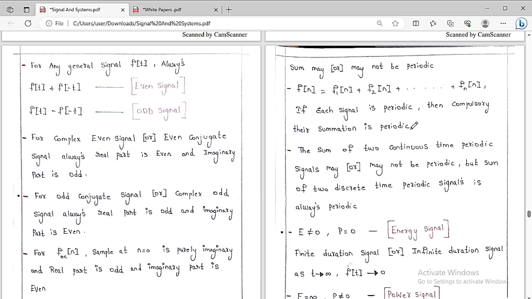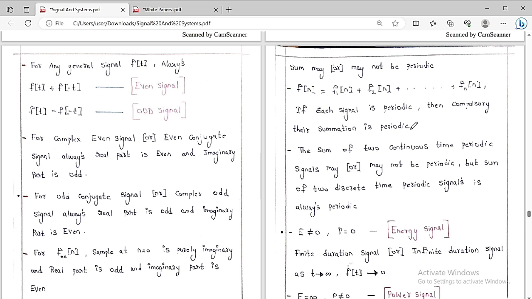So what I am trying to tell you is that in the time domain, if the signals are periodic and you do the linear combination of these signals, the resultant signal may be periodic or it may not be periodic. But in the discrete time domain, if you take all the signals periodic and do the linear combination of those signals, then the resultant signal is always periodic. So this one you always have to keep in your mind.